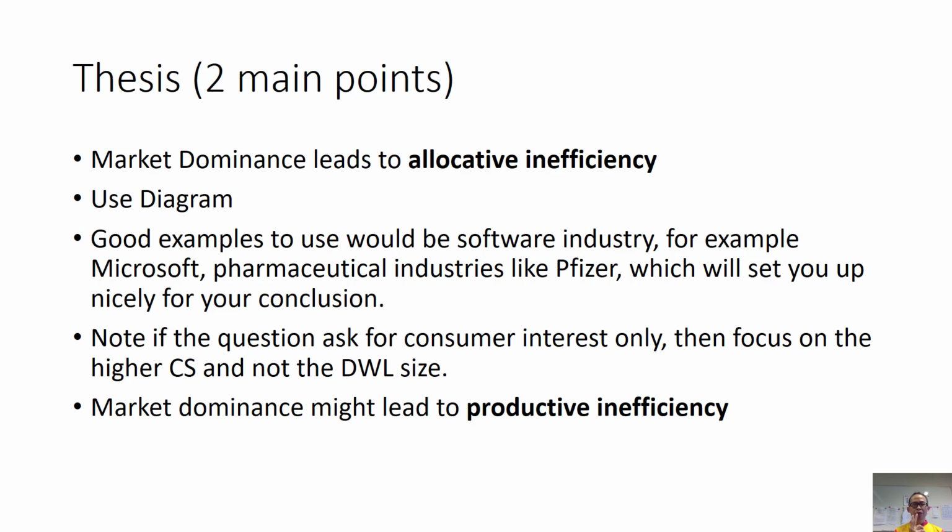Now, the second point for your thesis you can add is that market dominance might lead to productive inefficiency. That means the firms may not have the incentive to lower the cost of production, to produce at the lowest average cost. So these are basically the two points you can say.